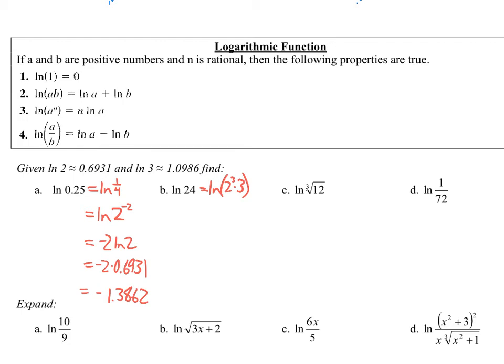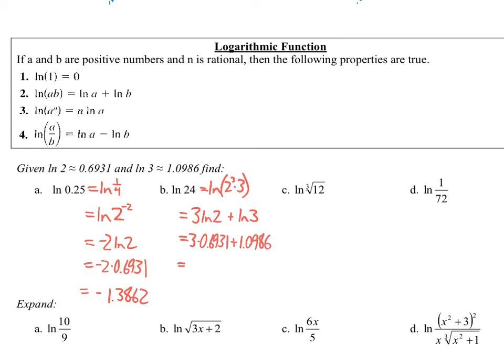Well, now I can split that up. I can make that 3 ln of 2 plus ln of 3. Where I see multiplication, I make it 2 logs added together. Where I see an exponent, I bring it out in front as a coefficient. Okay? And then we can substitute in the values we know. 3 times 0.6931 plus 1.0986.